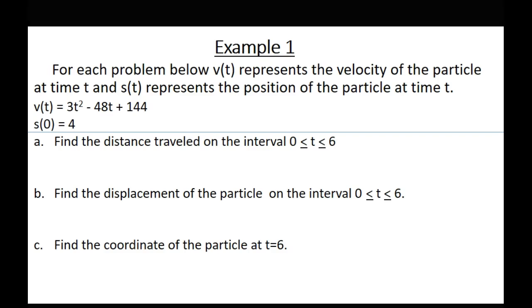Here we go. For each problem below, v of t represents the velocity of the particle at time t. S of t represents the position of the particle at time t. So we have a velocity represented by this function. If you plug in any given time, it will tell you the velocity of the object at that point in time. The S tells you its position. This means that at t equals 0, it's at position 4.